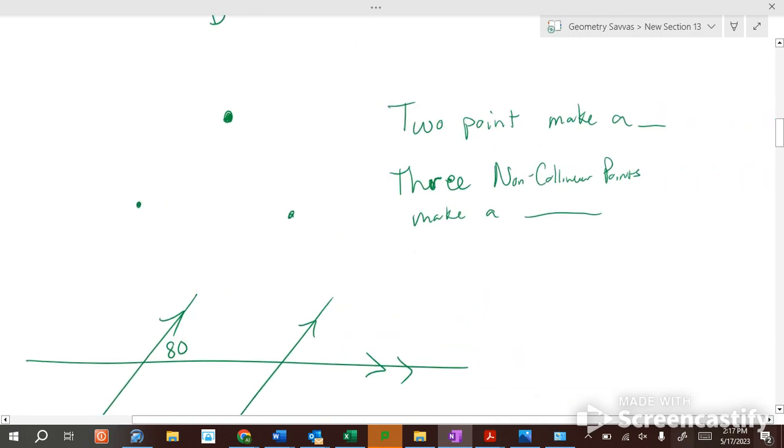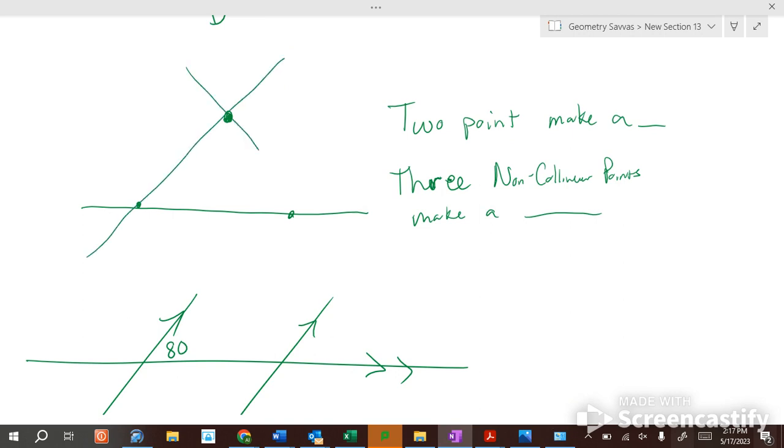All right, 2 points. You need 2 points to make a what? Line. It takes 2 points to make a line. It takes 3 non-collinear points to make a, oh, you would say triangle. More than a triangle. Makes it 2 dimensions. We have a point, we have a line, and we have a plane. It takes 3 non-collinear points to make a plane.